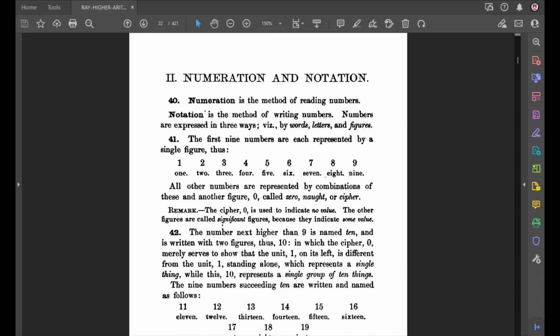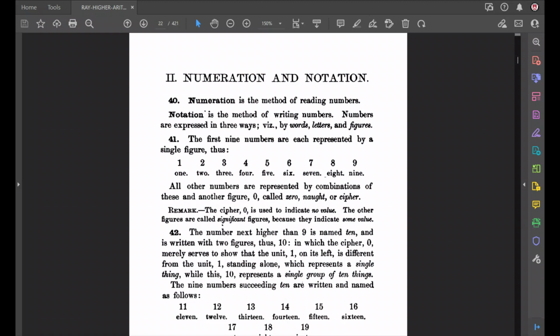So let's look at the textbook. Article number 40, we learn the definition of numeration, one of the words from the title of the lesson. Numeration is the method of reading numbers. Numeration is the method of reading.